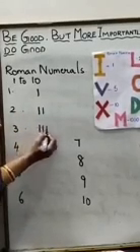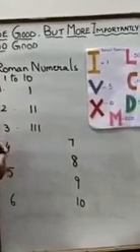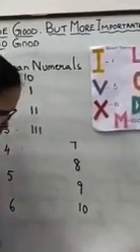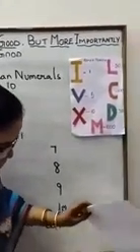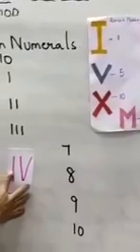Next, 3 is I, I, I, which can be added. 4 we cannot write as four I's, we cannot repeat it 4 times. We used to write the 4 here.